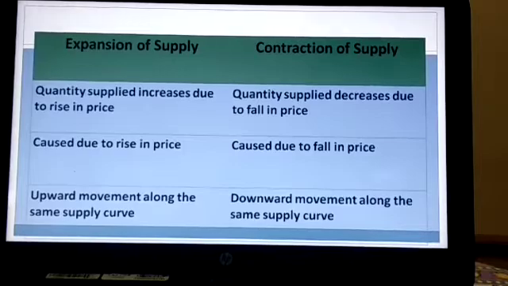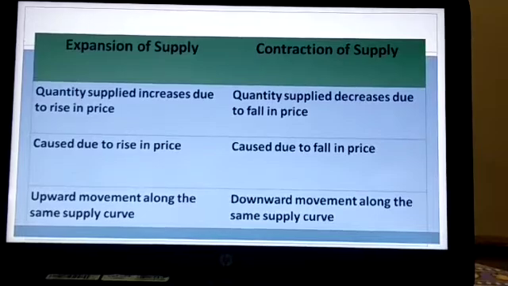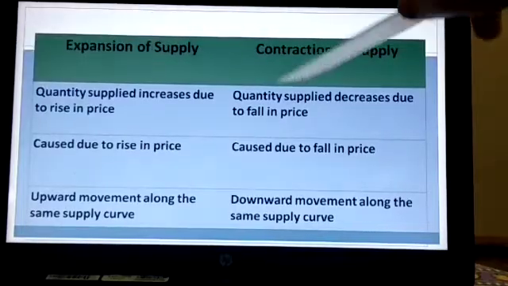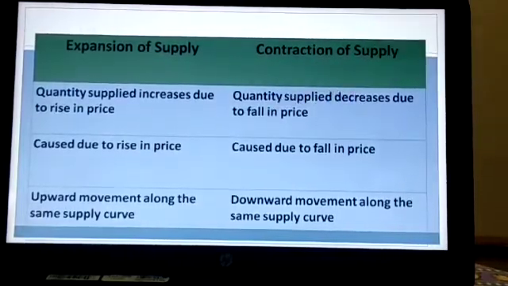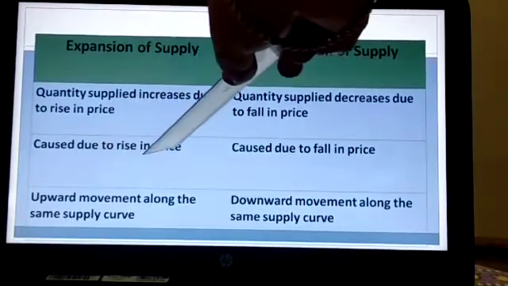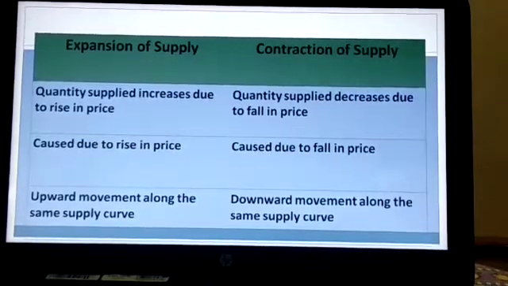Expansion of supply and contraction of supply. Let us deal with this concept. Both are concepts of movement along the same supply curve. It means both of these happen due to change in own price of the commodity. Quantity supplied increases due to rise in price. Quantity supplied decreases due to fall in price. In expansion, the quantity supplied will increase due to rise in price. In contraction, quantity supplied will decrease due to fall in price.